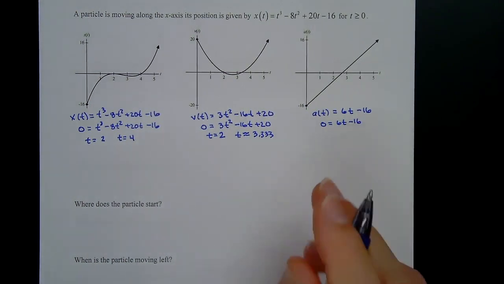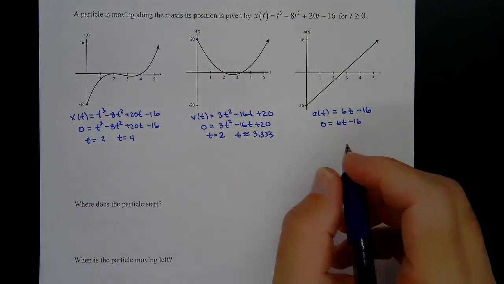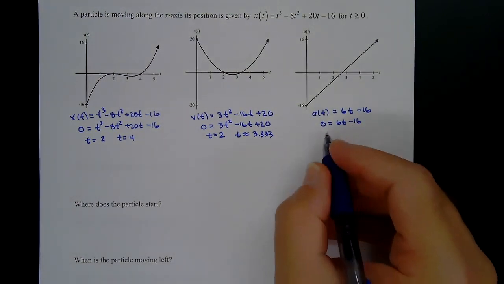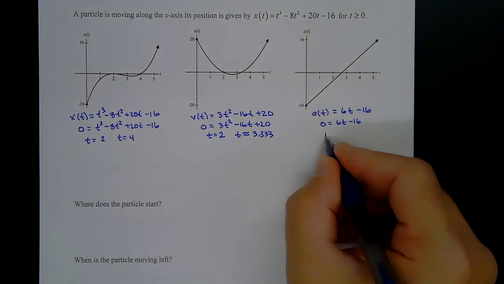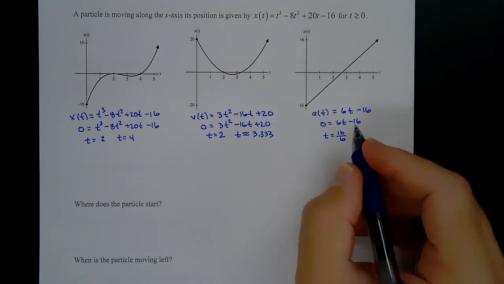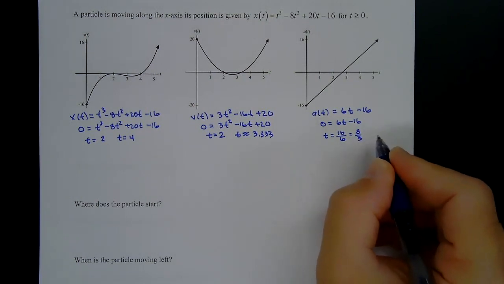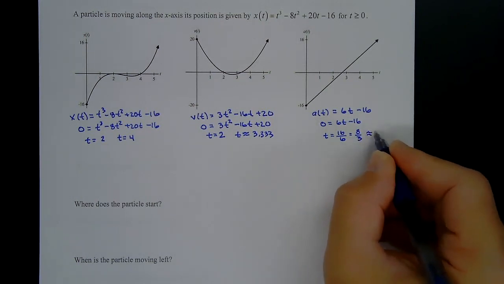And okay, again, depending on what I'm asking you, we're never going to want to include these values when the position is 0, the velocity is 0, or the acceleration is 0, okay? So that's going to be important. So t would be 16 over 6. So you wouldn't have to solve this one graphically, which gives you 8/3, which is 2.667.